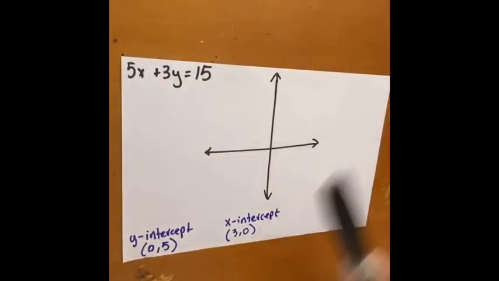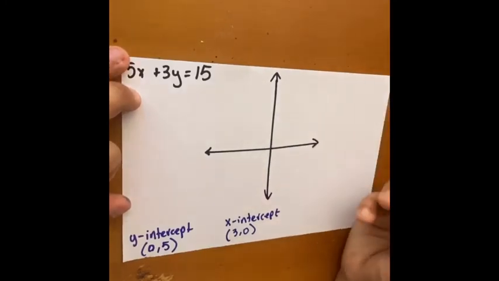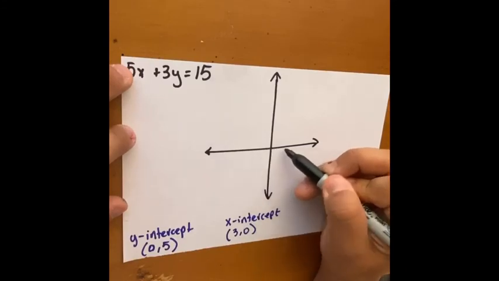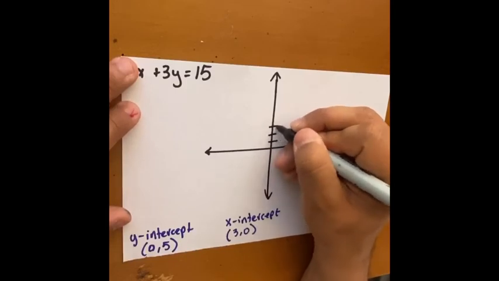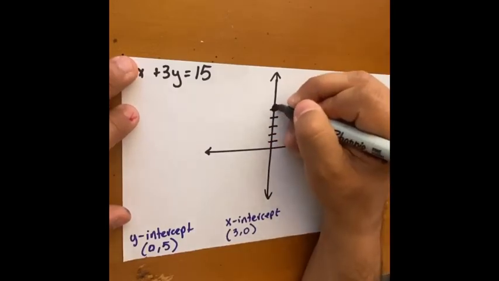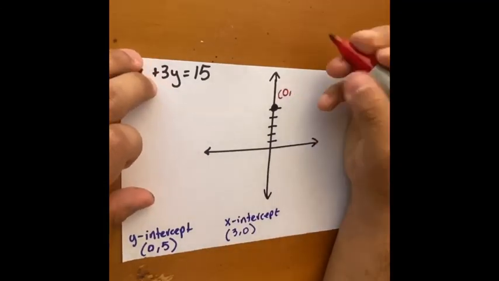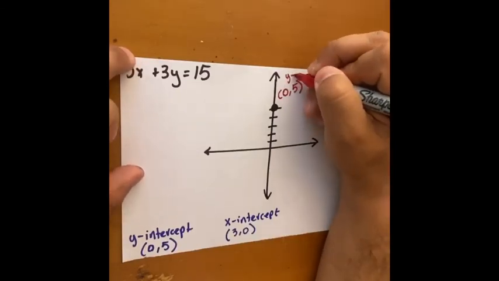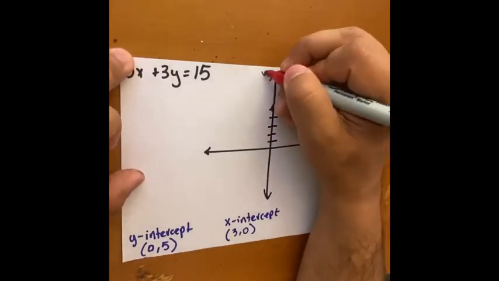Alright, now that I have my y-intercept and my x-intercept, I'm going to go ahead and plot them on this coordinate plane. So let's graph my y-intercept first. I'm going 0 units to the left or right. I'm staying at the origin, and I'm going up 5 units. So I'm going 1, 2, 3, 4, 5 units up. So here is my y-intercept of 0, 5. And that's going to be my y-intercept. Here's my x-axis, and here's my y-axis.